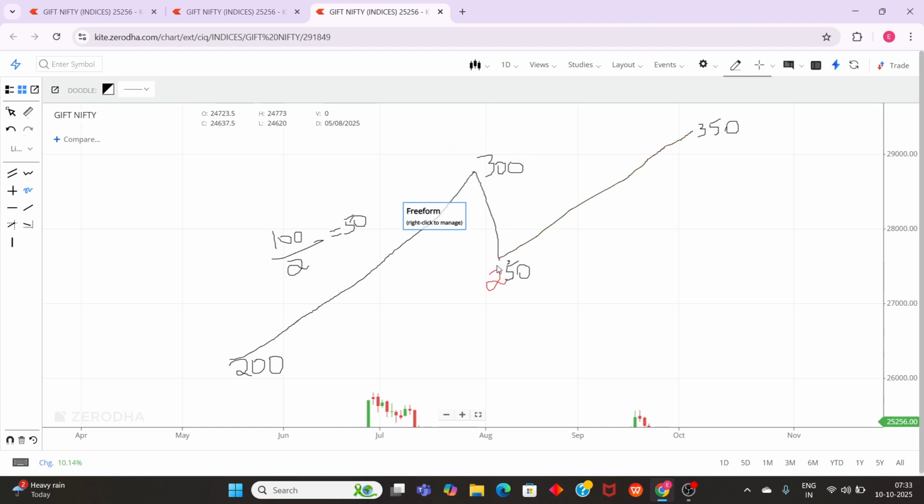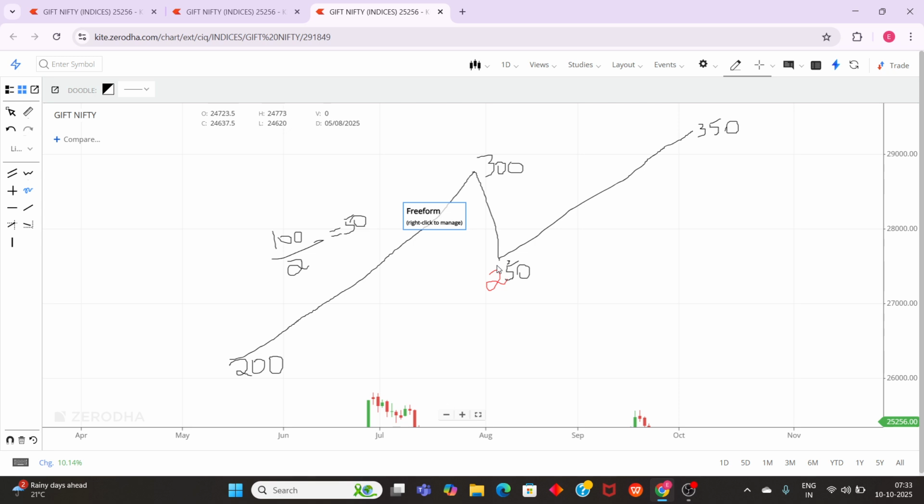At the 250 level, you can keep a small SL of 10 points. If you're considering points, you can keep 10 points and aim for 100 points, which is close to 1 is to 10 risk reward. If you're not able to capture the entire rally, even capturing 1 is to 5 is good enough. You can trail the stop loss from that point, do not make any loss. But 1 is to 5 is a must.